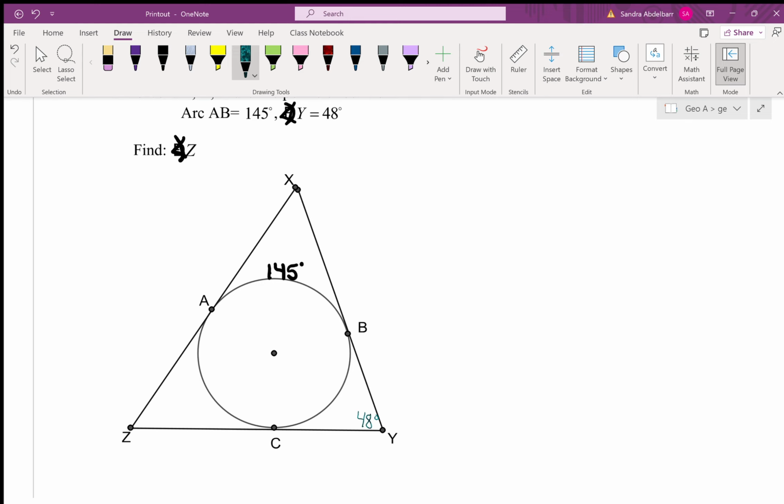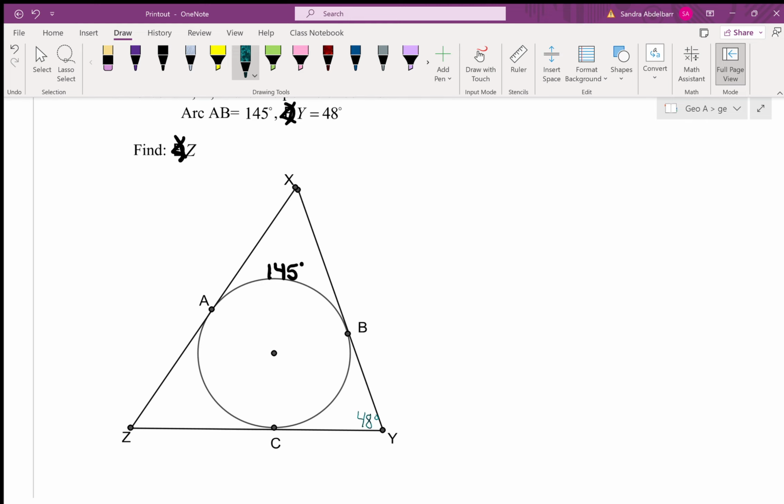Do we all see Z, X, Y, the shape? It's a triangle. What do we know all the angles in a triangle have to add up to be? The interior sum, 180. I already have angle Y. If I somehow find angle X, wouldn't I then be able to find angle Z? Yeah. All right, so let's look at angle X.